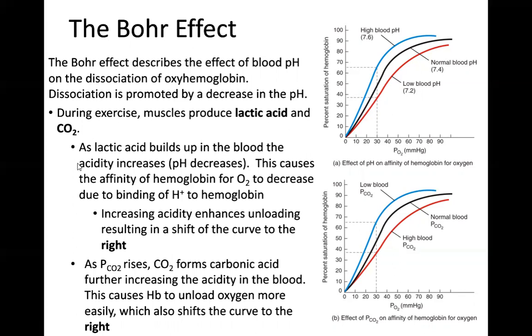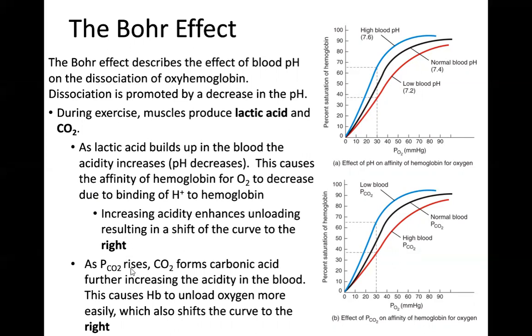So all this results, like when we exercise, as lactic acid builds up, the blood acidity increases, pH decreases, causing affinity of hemoglobin for O2 to decrease due to the binding of hydrogen ions to hemoglobin. Increasing acidity enhances unloading, resulting in a shift of the curve to the right.